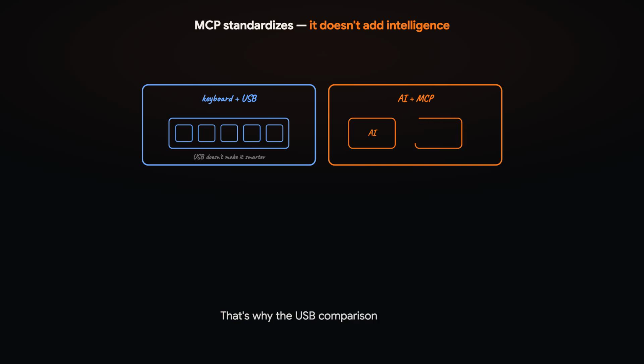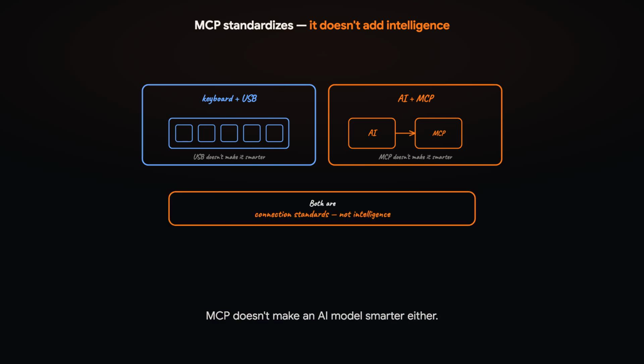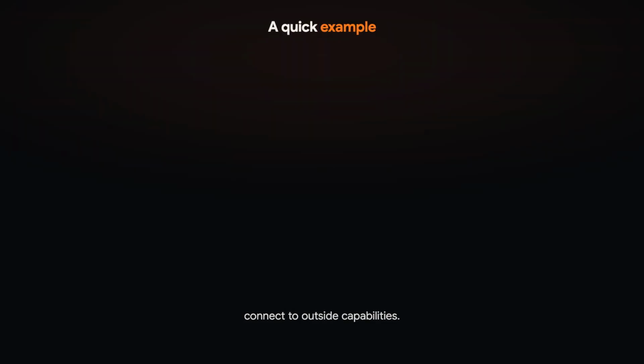That's why the USB comparison is useful. USB doesn't make your keyboard smarter. It standardizes how your keyboard connects. MCP doesn't make an AI model smarter either. It standardizes how AI applications connect to outside capabilities.